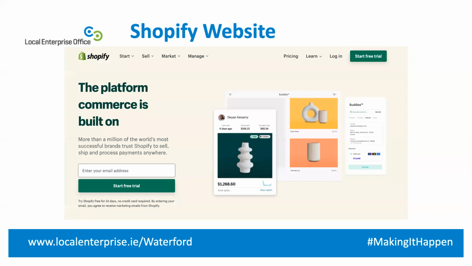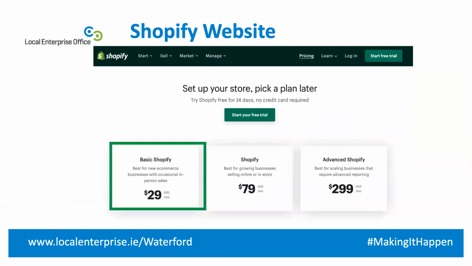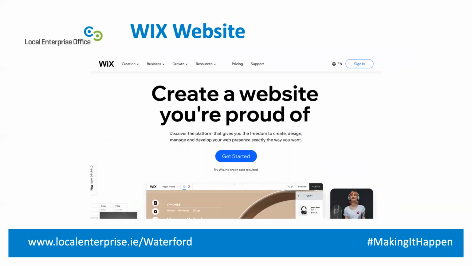With Shopify, they do have a 14-day free trial, so they can see if it's the platform that they like. But after that, there is a basic monthly cost of $29 a month. So if they do sign up for it, that's a cost. Make sure then that it's cancelled at the end of the project or when the enterprise program is finished.